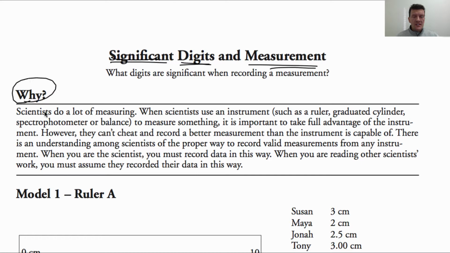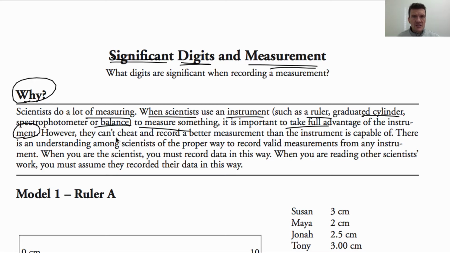Right here it says, and it's important to read all this information as you're working through these inquiry activities, which I hope you already have, and now we're looking at this video just to see if you understand everything. Scientists do a lot of measuring, that's obvious. When scientists use an instrument, and that instrument could be anything from a ruler to a graduated cylinder or anything in between, some type of balance, you are going to measure something, and it is important to take full advantage of the instrument. We'll explain what that means in just a second.